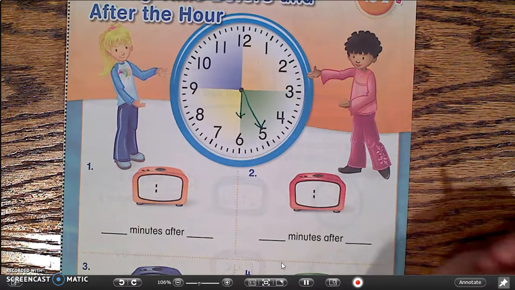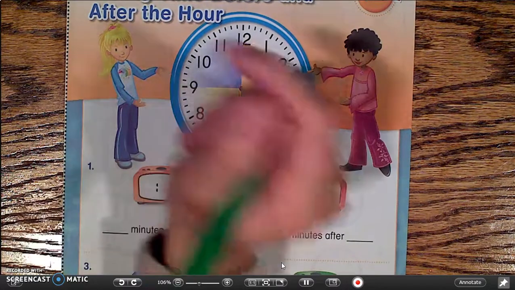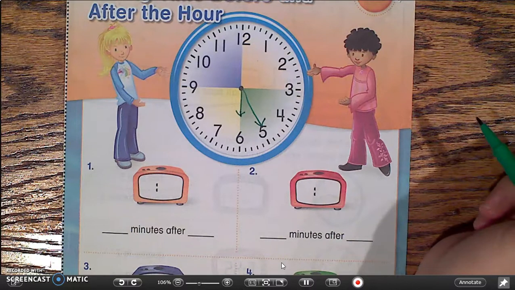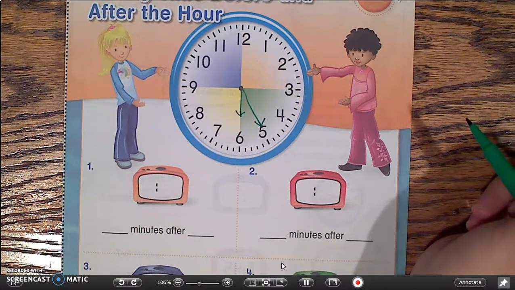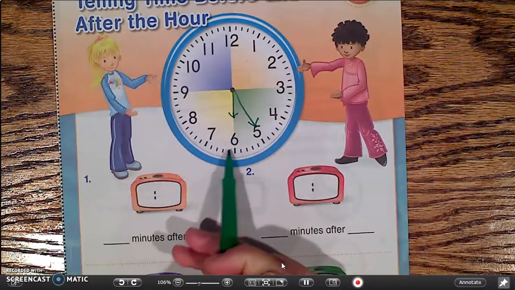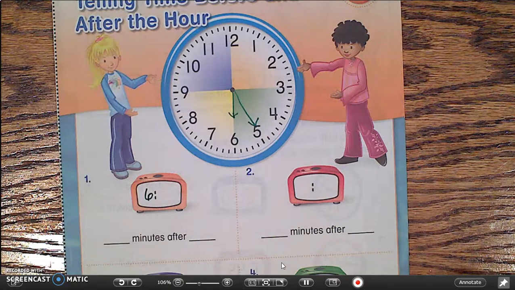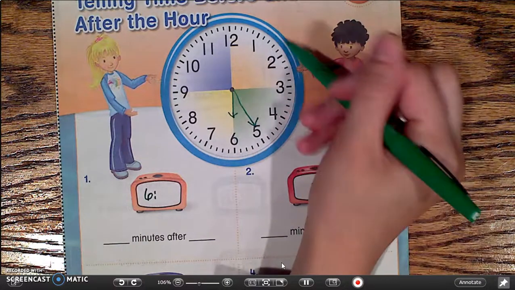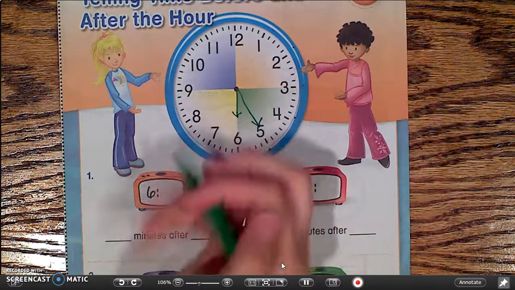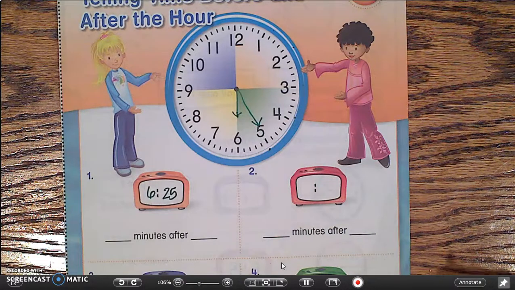Okay, so what time is it first? Remember, the short hand tells us the hour. The long hand tells us the minutes. So the short hand is pointing to the 6. And then we're going to count 5, 10, 15, 20, 25. That's our minute. It's 6:25.